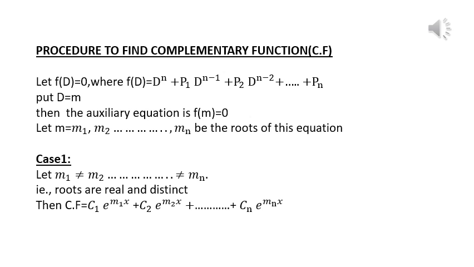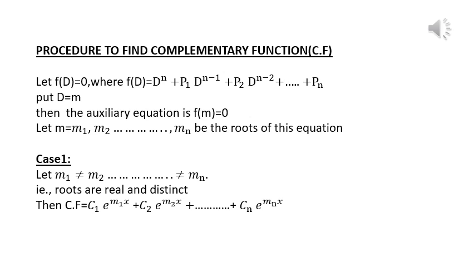Now, the first case, we assume the values of D are real and different. Different means distinct. That is, m1 is not equal to m2, is not equal to m3, etc., not equal to mn. All these m1, m2, etc., mn are real numbers, but they are not the same, different numbers.